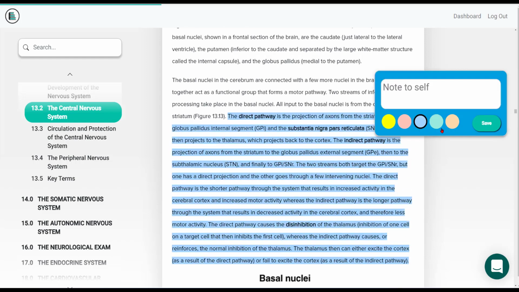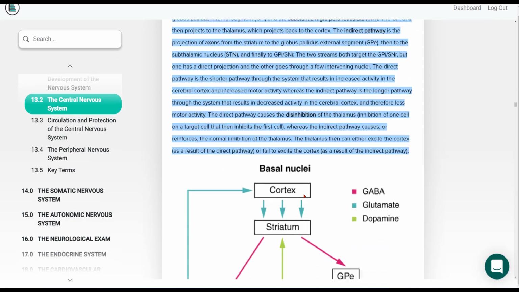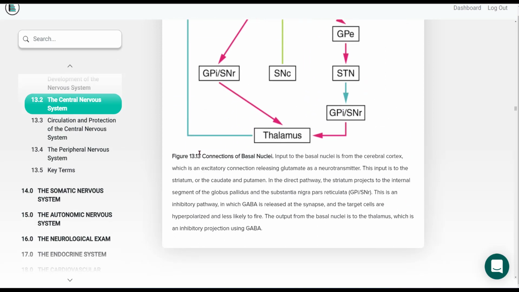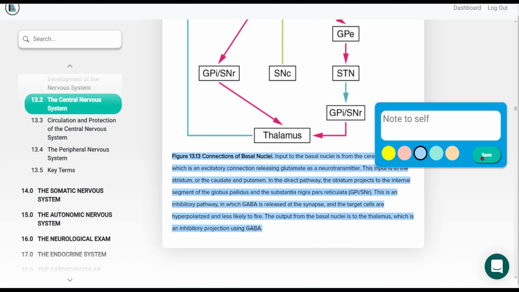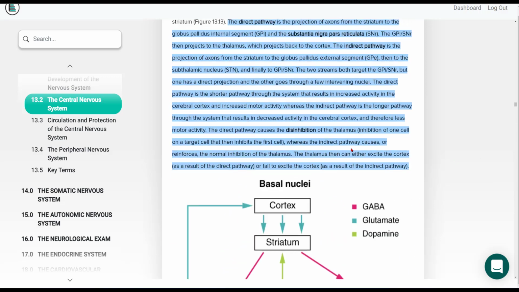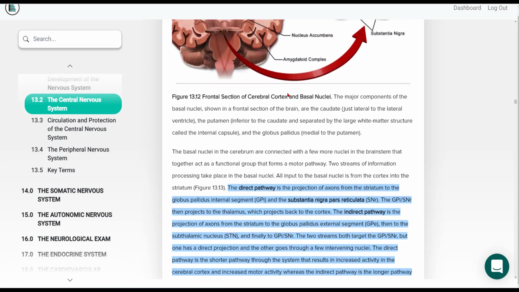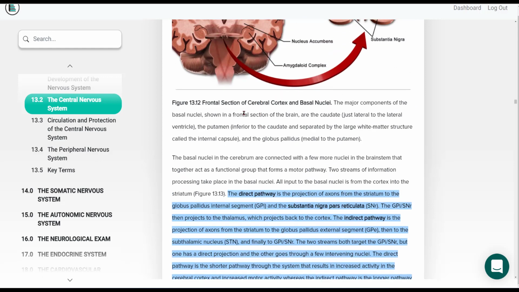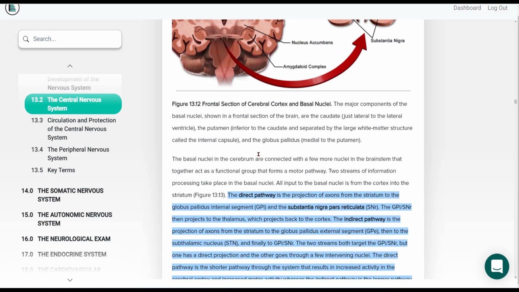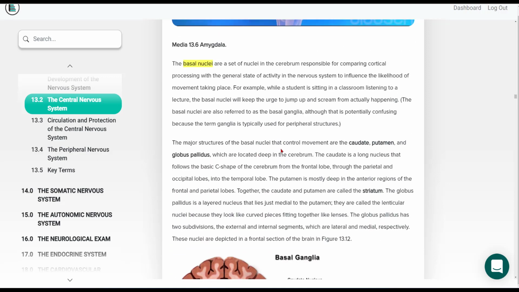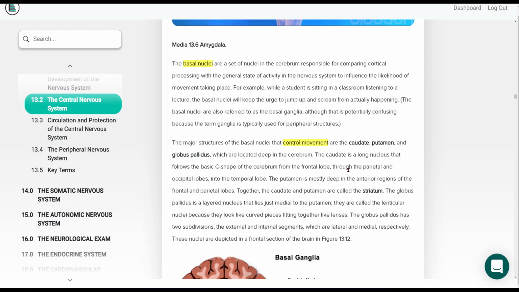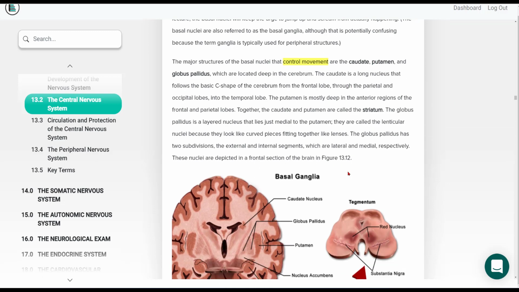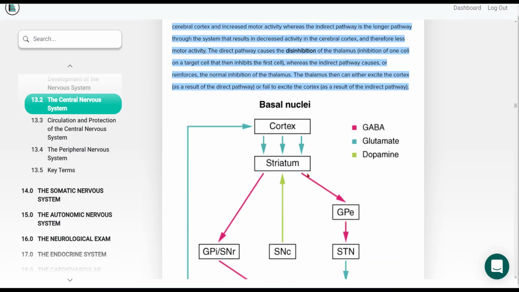And I am going to put a big blue section over this conversation because I'm not going to hold you responsible for the direct or the indirect pathways. I'm not going to hold you responsible for this figure as well. So don't worry about any of that. I just want you to know a basic idea that the basal nuclei are all about controlling movement. Not initiating, but helping to control it, make it more fluid, make it more regulated.